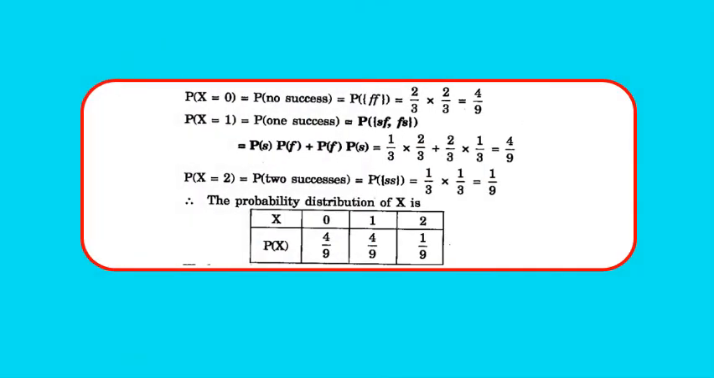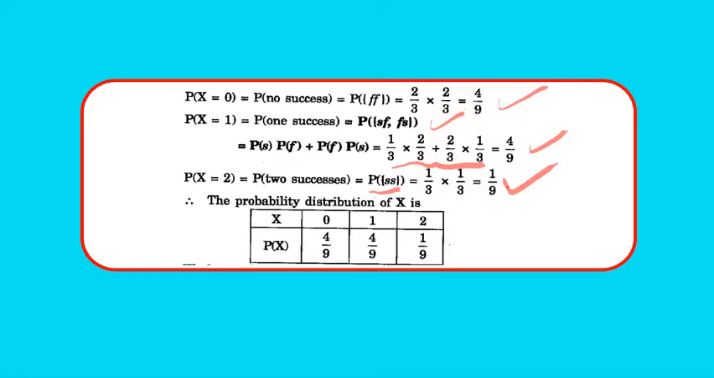So probability of X equals 0, that is no success. That is both failures. So 2 upon 3 into 2 upon 3 is 4 upon 9. Probability X equals 1, that is 1 success. So success, failure, failure, success. So it will be 1 upon 3 into 2 upon 3 plus 2 upon 3 into 1 upon 3, which is equal to 4 upon 9. And probability of X equals 2, that is 2 successes. So probability of SS will be 1 upon 3 into 1 upon 3 equals 1 upon 9.